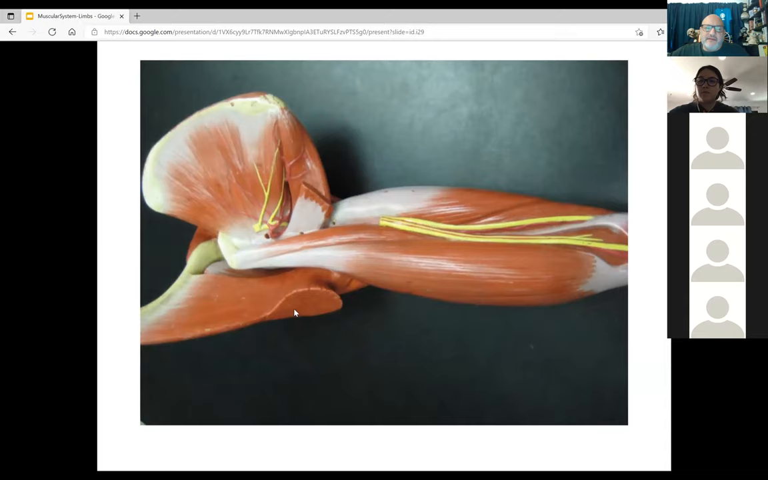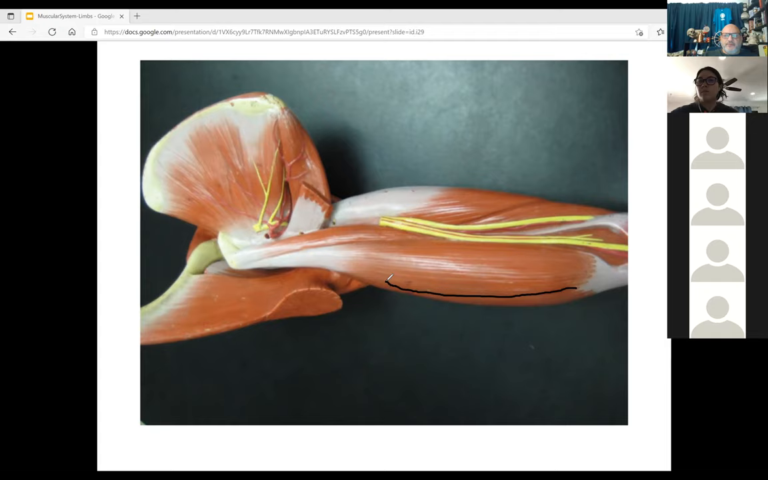This is probably the best picture of this. But let's go ahead and divide this up. I bet the picture is on your MasteringA&P, my lab and mastering. The Practice Anatomy Lab is probably better, but we'll start here. We can clearly see that there is a division between the two bellies.